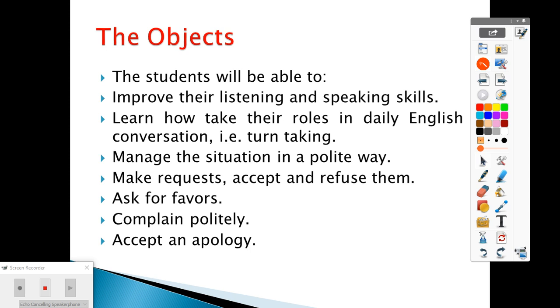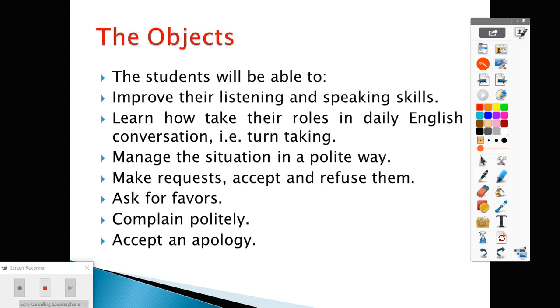Ask for favors. Now, listen. Favors. A favor is different from a request. In what sense? We shall discover that.